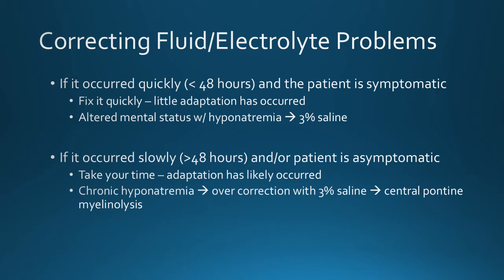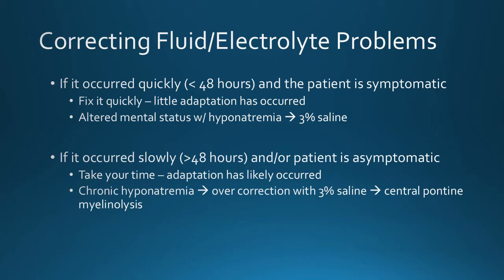So, for instance, with something like chronic hyponatremia, I may run the risk of overcorrecting with, say, something like 3% saline. Remember, we had that central pontine myelinolysis that occurs there, and again, that can lead to patient death, so we don't want to do that. So again, you don't always have to use the big guns to correct these issues if you have time to work with it, right? The patient's asymptomatic.